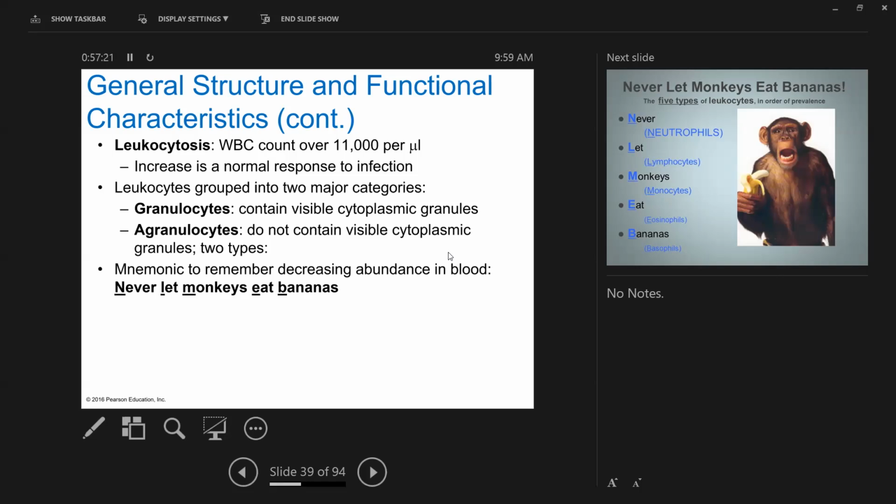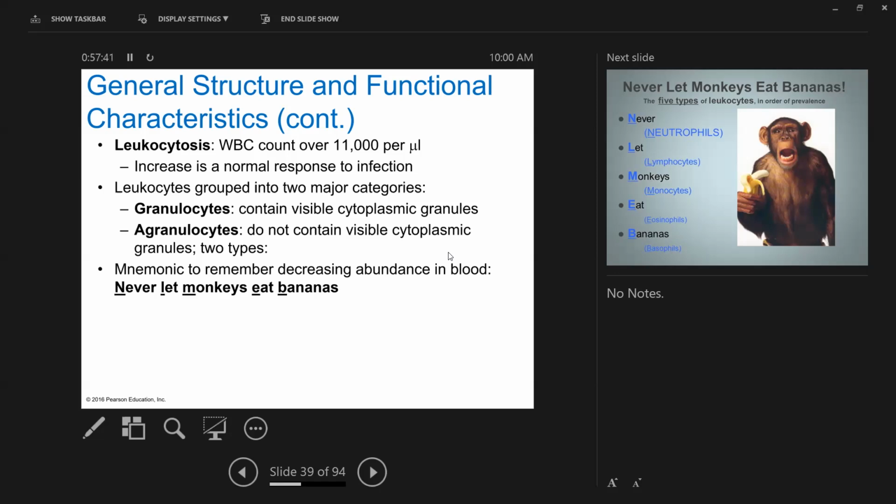When we get concerned is if our white cell count shoots up to 100,000. We're not going to get excited about 10, 11, 12, 13,000 white cells per microliter. We're going to get concerned if it goes to 100,000 or more. And that's only when we have a malignancy, usually.